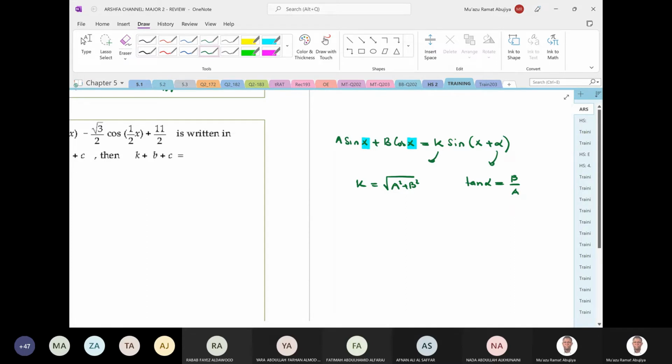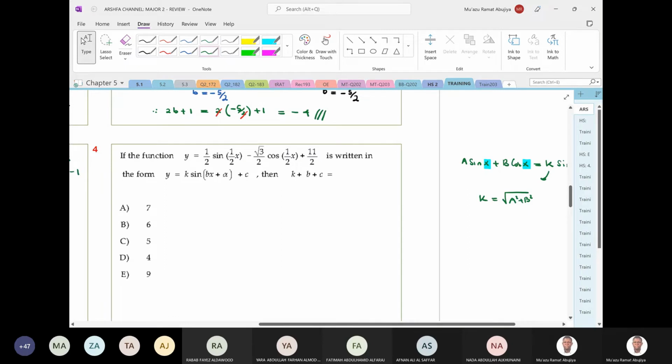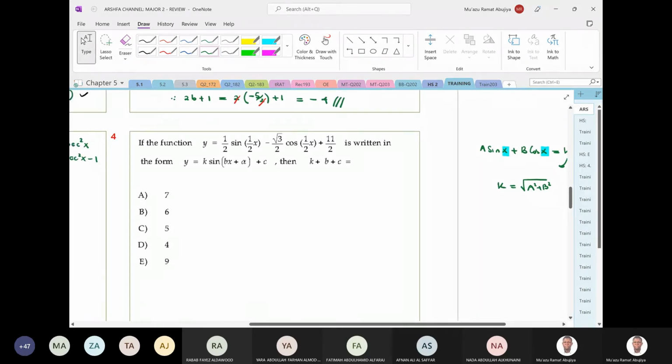Now let us look at the question again. If you look at the question, we have good news. What is the good news? Allow me to rewrite this y. We are going to say y is equal to, now this one is going to represent a, and this shall represent our b. So I'm going to call it k now. So we have sine of, we have the angle to be the same, a half x, a half x. We can use the reduction identity because the angles are the same.